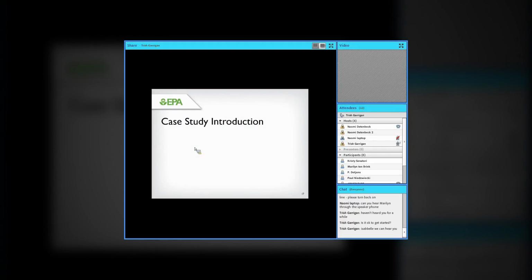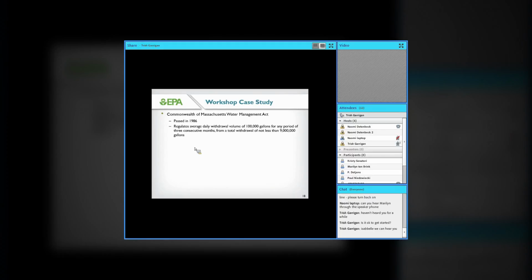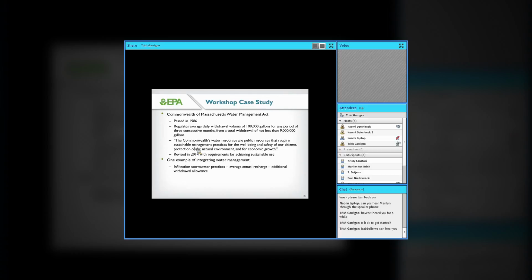And the act states that the water resources are public resources that require sustainable management practices for the well-being and safety of our citizens, protection of the natural environment, and for economic growth. So again, you see the balance of social, economic, and environmental. So it has the sustainability clause, and in 2014, the act was revised with quantitative requirements to achieve sustainable use. And so it is in this context that we apply it.